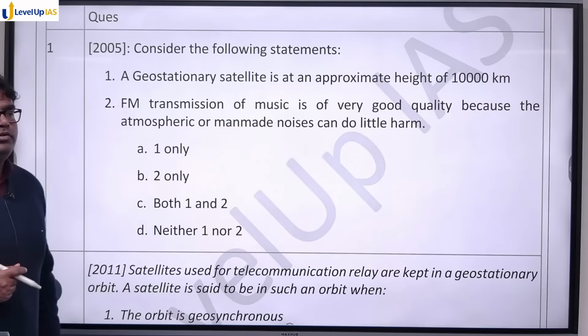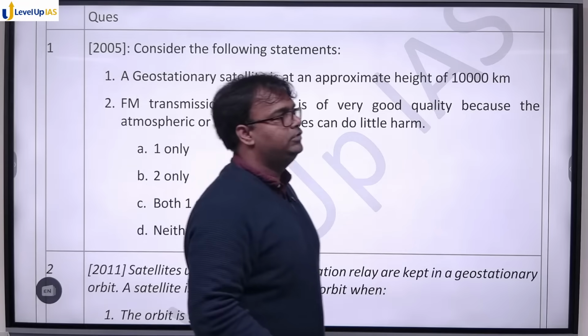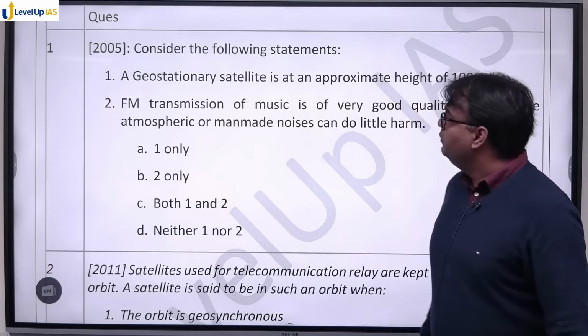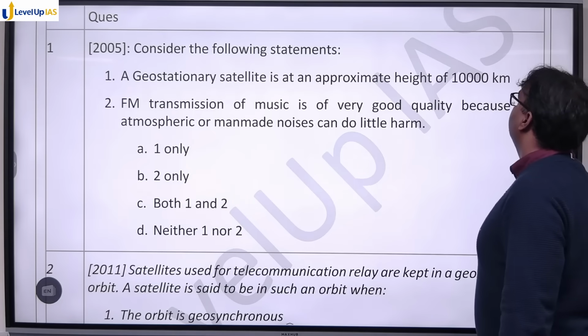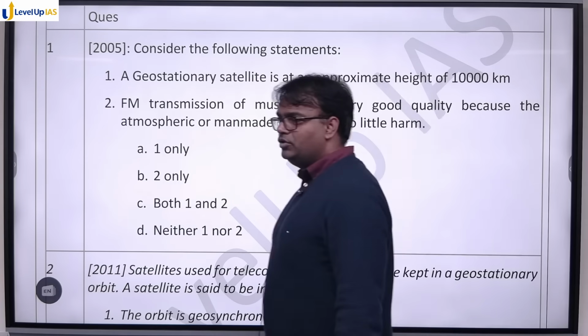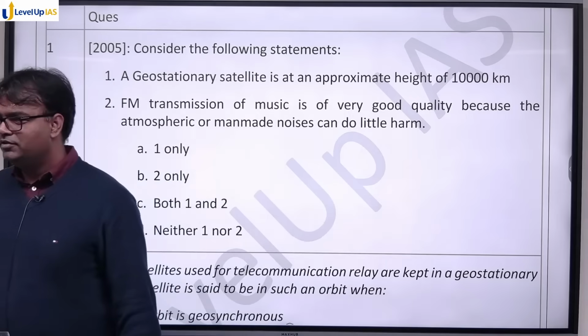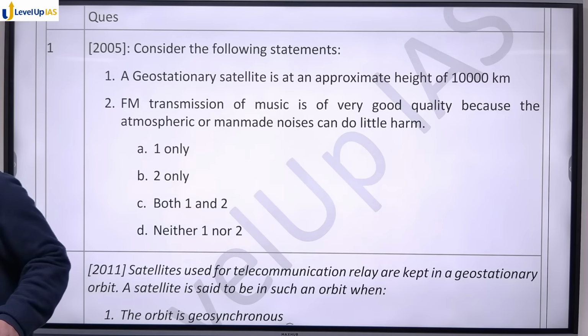There are some past year questions also in the questions that I have listed. Let's start with question number 1. Consider the following statement: a geostationary satellite is at approximately height of 10,000 kilometers. True or false? False. Geostationary is at a height of 36,000 kilometers.